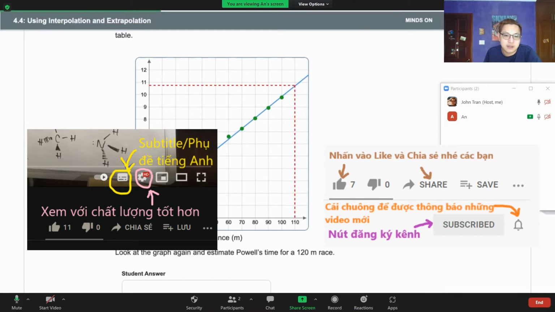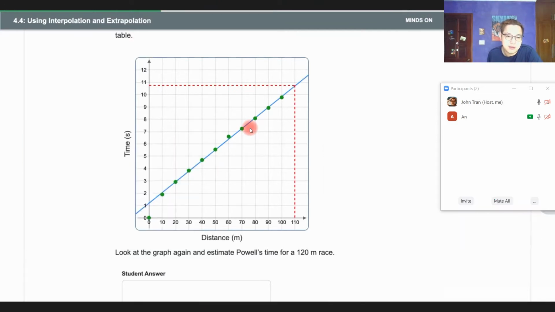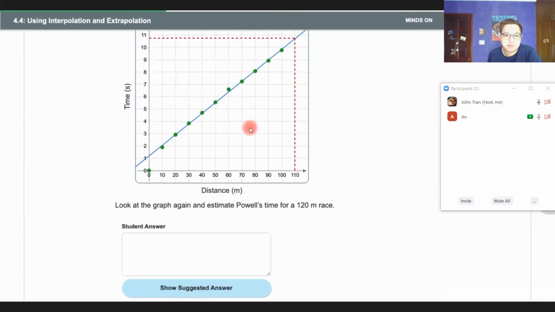Basically, you just have to guess the values based on whether it is in or out of the range. So what do they expect? Look at the main graph again. Estimate Power's time for a 120-meter race. So what can you do? Tell me.